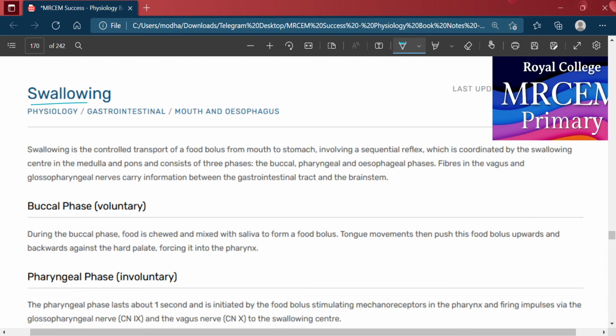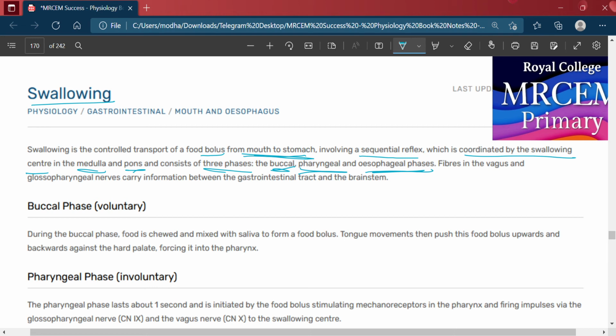Then we will see swallowing. Swallowing is the controlled transport of the food bolus from the mouth to the stomach, involving a sequential reflex which is coordinated by the swallowing center in the medulla and pons, and consists of three phases: buccal, pharyngeal, and esophageal.